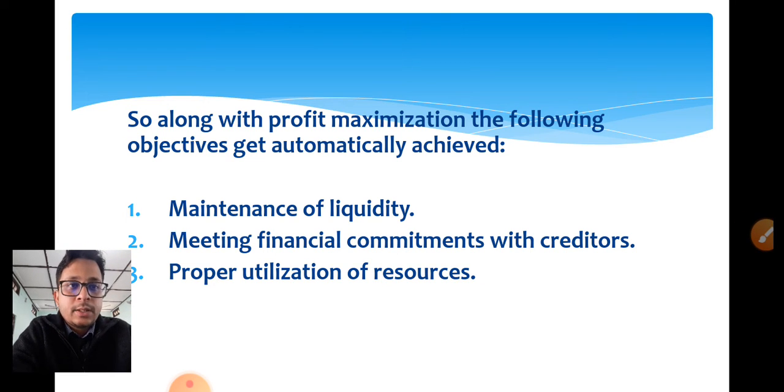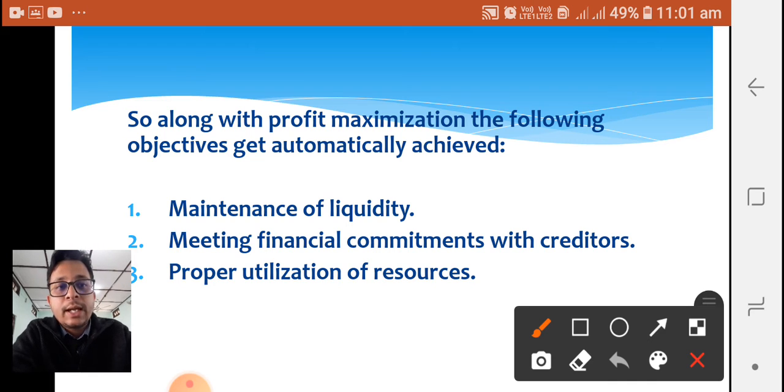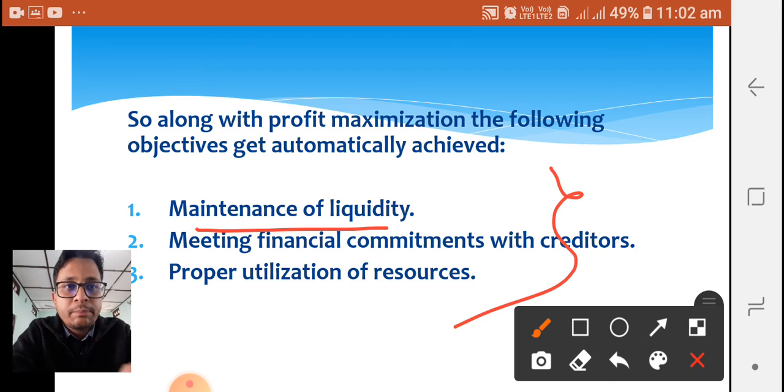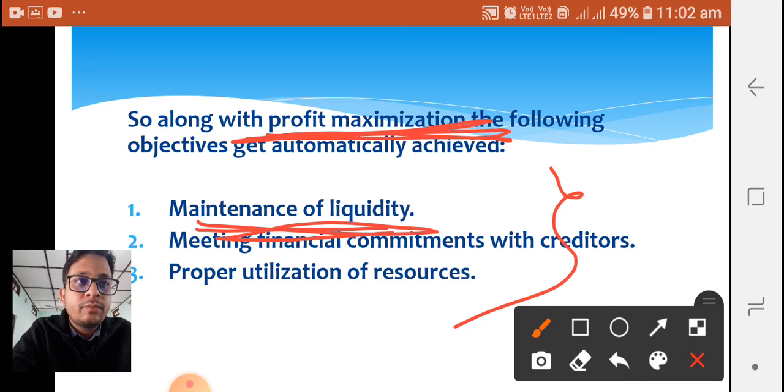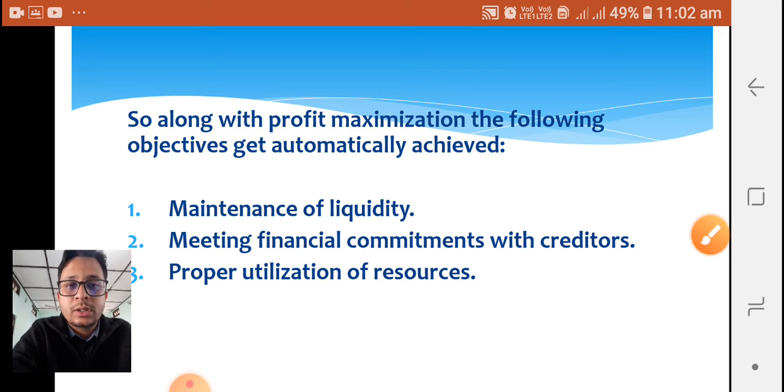Next, you see, those are the primary objectives of financial management. Now, when we say that profit maximization has been achieved, we should be confident that these other activities are also met. That means maintenance of liquidity. If profit maximization is ensured in an organization, then the firm will have enough liquid assets in hand. Liquid assets mean they can pay any amount to creditors and suppliers, because they have enough cash, not only in hand but also in the bank.